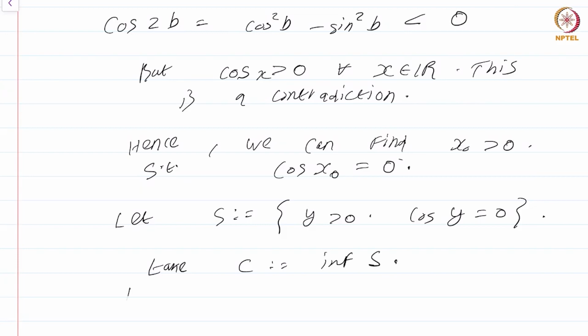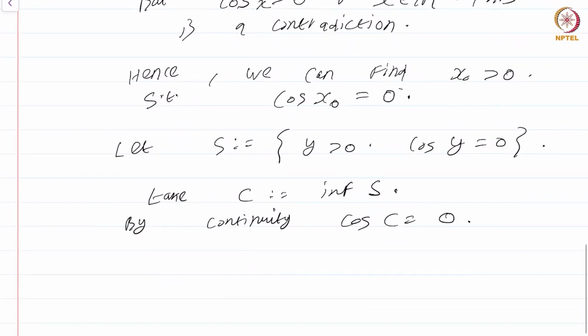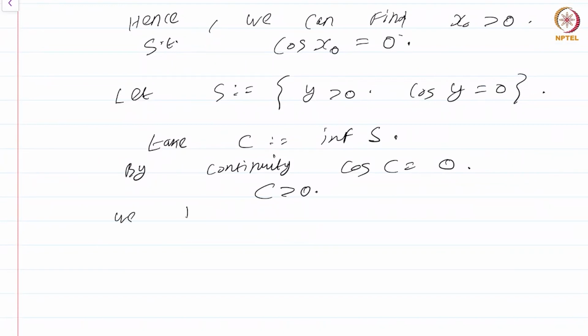Okay. By continuity, cos C is equal to 0. And C must be greater than 0 because we know that cos 0 is, sorry, cos 0 is 1. Because of that, C must be greater than 0. What we do is we define pi to be, by definition, 2C. So essentially what we have found out is that C is nothing but pi by 2, which we are familiar with.